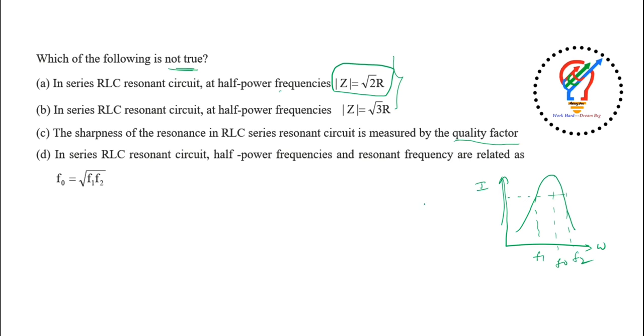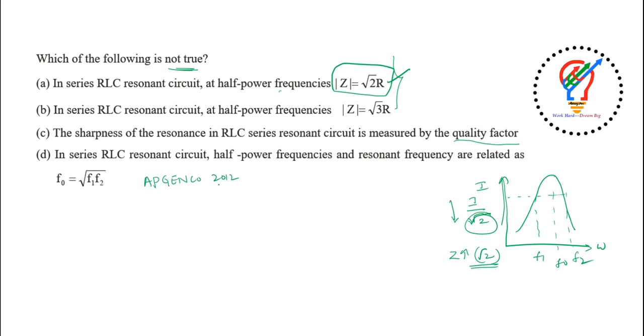Okay, so at half power frequencies, the current is reduced by square root 2 times. Why is it, sir? I'll discuss. As the current is reduced by root 2 times, what about the impedance? Impedance should be increased by root 2 times. If you understand this concept, then square root 2 times that of R is the right answer. Okay, we'll see the last option. In a series RLC resonant circuit, half power frequencies and resonant frequency are related as F0 is equal to square root of F1 F2. The same question was asked in AP Genco.